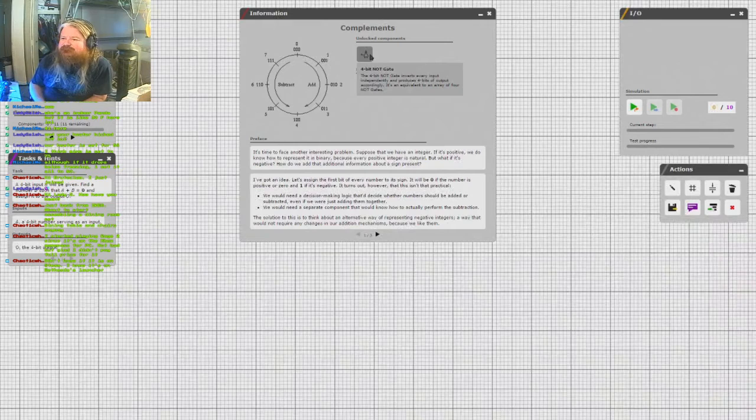I got a 4-bit NOT gate. Cool. Alright. Complements.